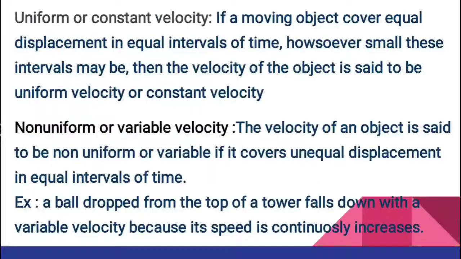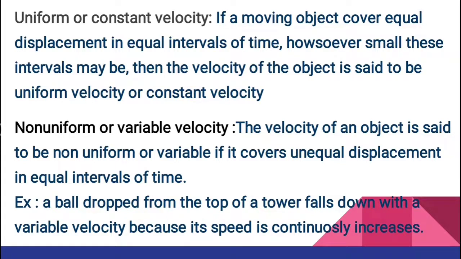Okay students, till now we have understood velocity is defined as displacement per unit time. It is a vector quantity and it is also known as speed with direction. So it can be changed in three ways. First, if speed is changing but direction remains unchanged. Second, if direction is changing but speed remains constant. And the third way is both the speed as well as direction are changing.